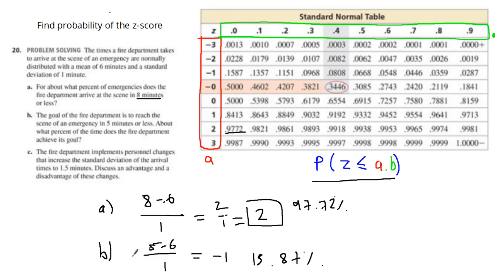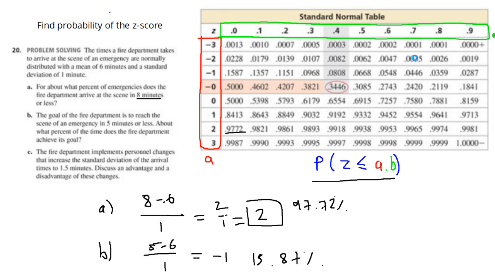If the goal of the fire department is to get everyone to the scene of an emergency in 5 minutes or less, then increasing the standard deviation would be a good idea. But if the goal is to go as quick as possible, for the fire department to reach the scene of an emergency as quick as possible, then the standard deviation has to be reduced, or the mean itself has to be reduced in order for it to be effective.